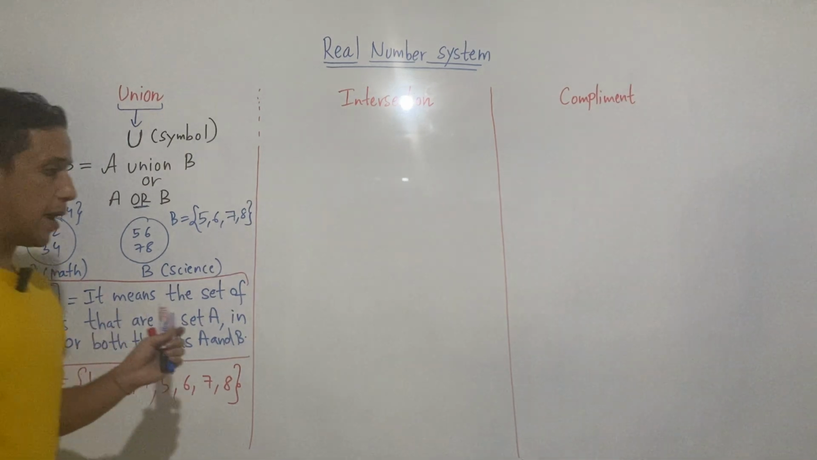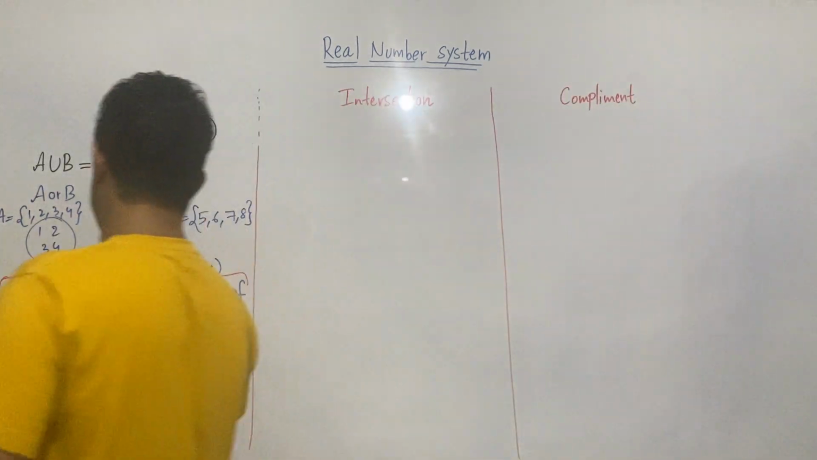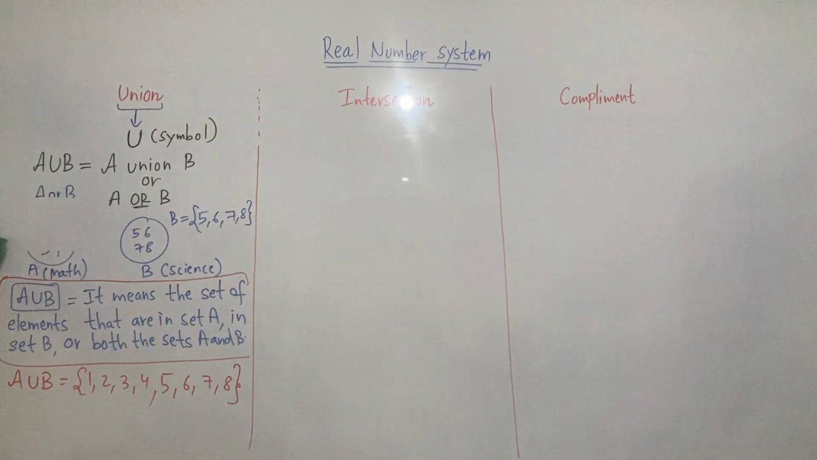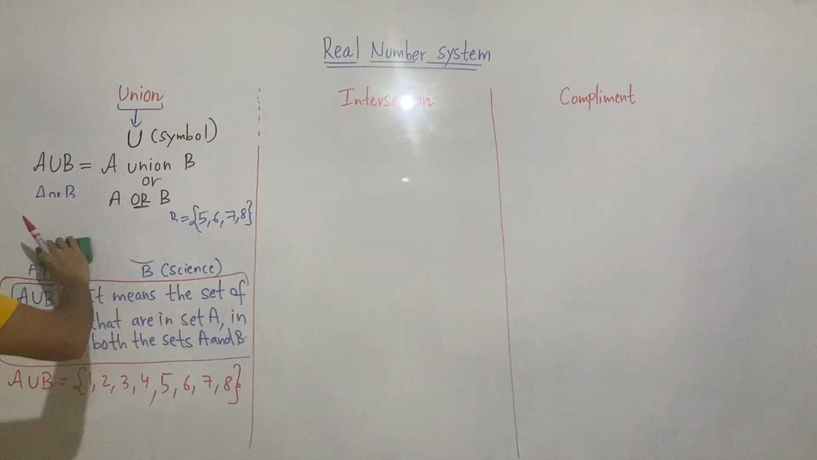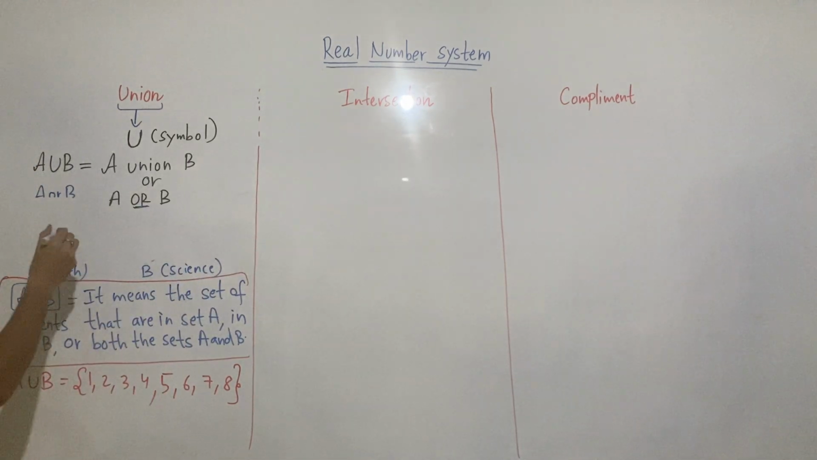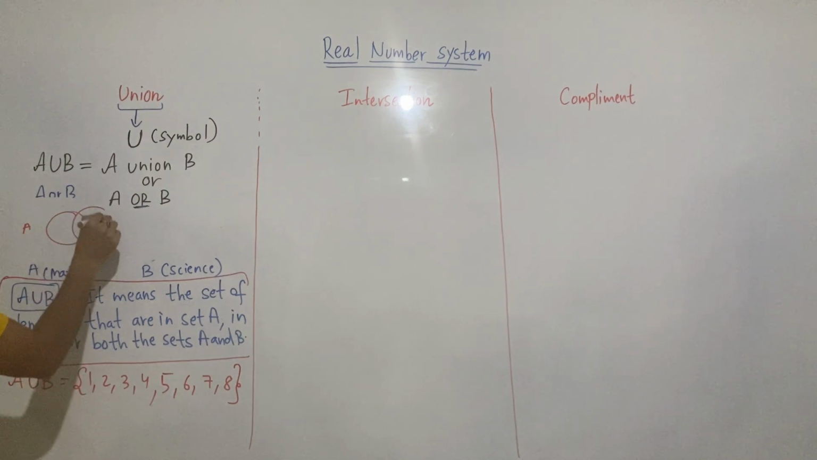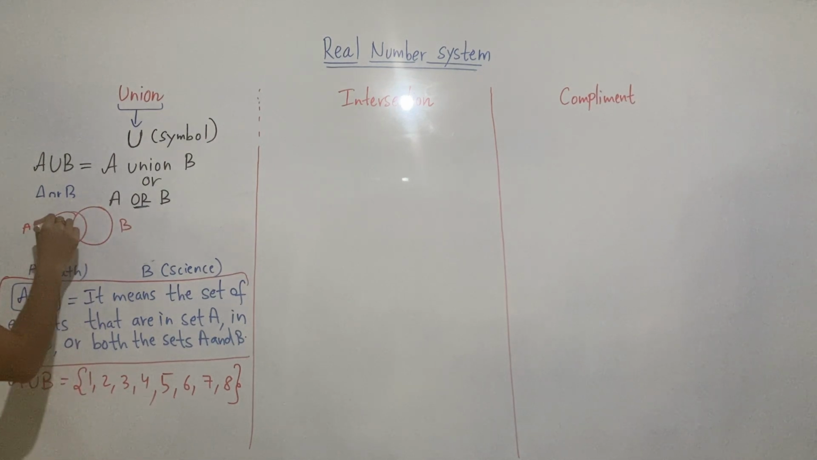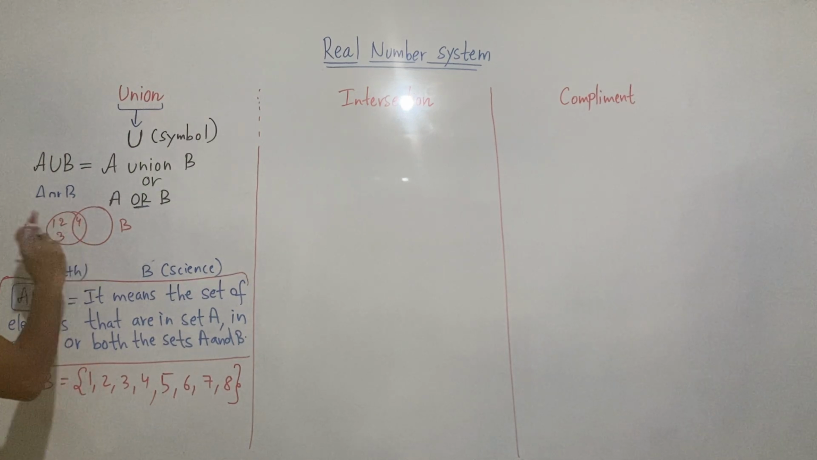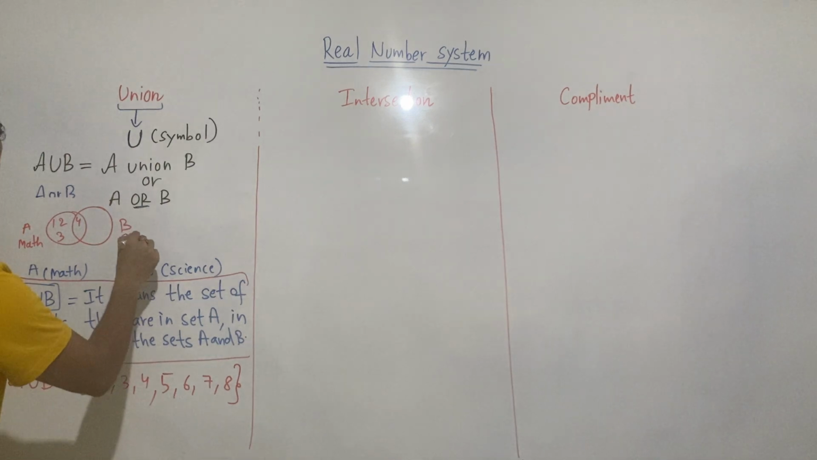Let's change this scenario a bit. If I change the situation a bit, say this is my set A and this is my set B. Set A has 1, 2, 3, 4. Set A contains the student numbers who like math, and then set B is for science, right?